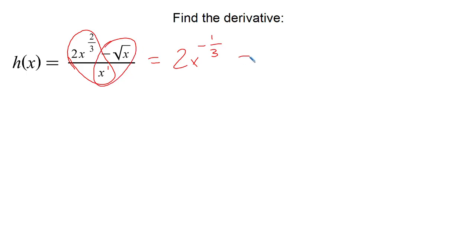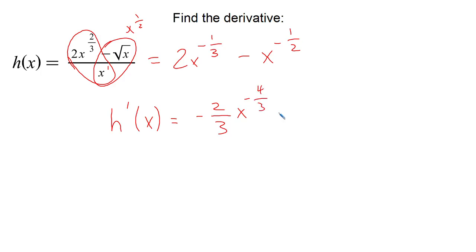And so now we'll have minus, and then here we've got x to the 1/2. So if we do x to the 1/2 minus 1, we should get x to the negative 1/2. And so now we've got a much simpler function that we can just use the power rule for to take the derivative. So we've got h prime of x is equal to negative 2/3 x to the negative 4/3 power. And then we've got plus 1/2 x to the negative 3/2 power. And that should be our final answer.